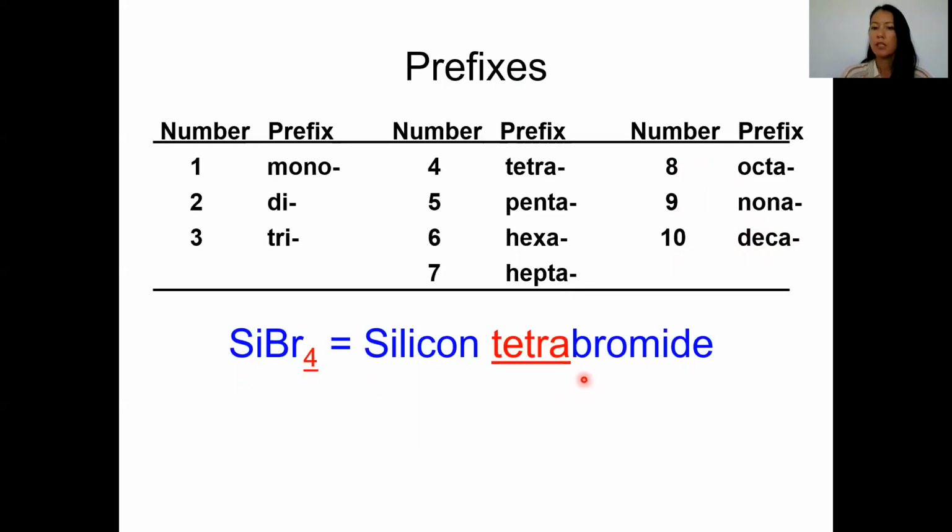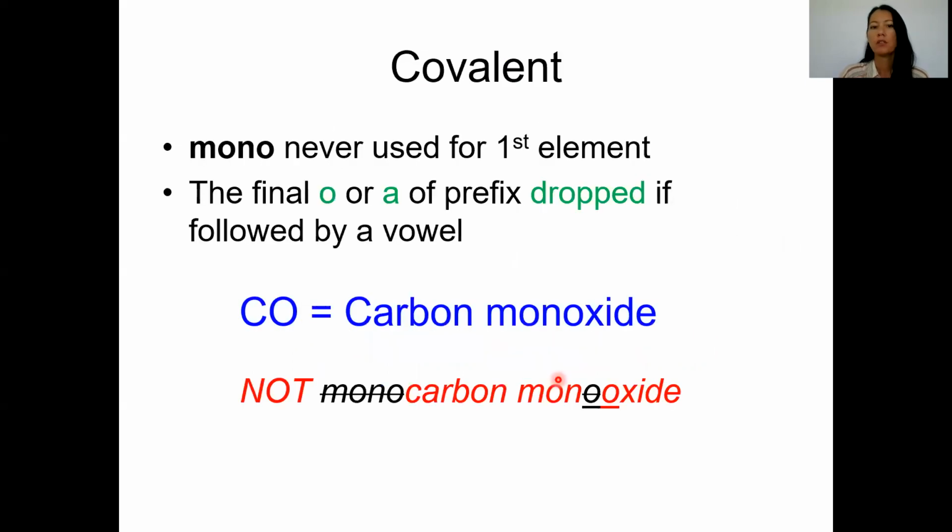There are a couple of little tedious rules, which are not that important, but if a prefix ends with an A or an O and the element name starts with a vowel, you drop that last A or O. The final A or O of a prefix is dropped if it's followed by a vowel. The other thing is mono is never used for the first element. So if I have CO, I do only have one carbon, but I'm just going to say carbon. And I have one O, so I say carbon monoxide. Because of the dropped vowel it's monoxide, not monooxide. So it's carbon monoxide, not monocarbon monoxide. Okay.